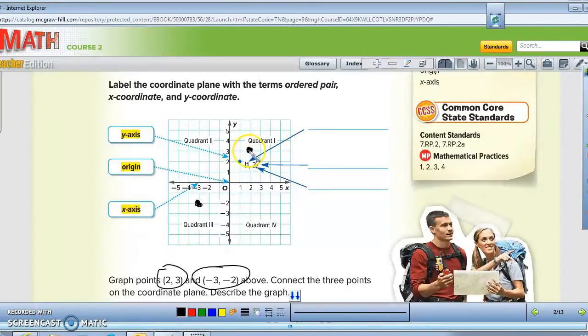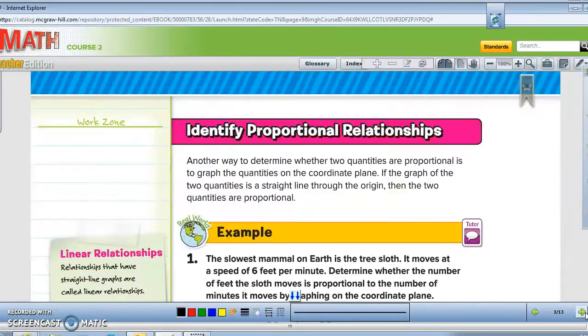So this is the point 2, 3. So go over to 2, go up to 3, put your dot, and this is the second point. So we went over to -3 and down to -2. And then finally, I have not connected my 3 points yet because it's going to be hard for me to do that on my Mobi, but I will give it a go. When you connect them, you should see that it makes a straight line. Okay, go ahead and flip to the next page.